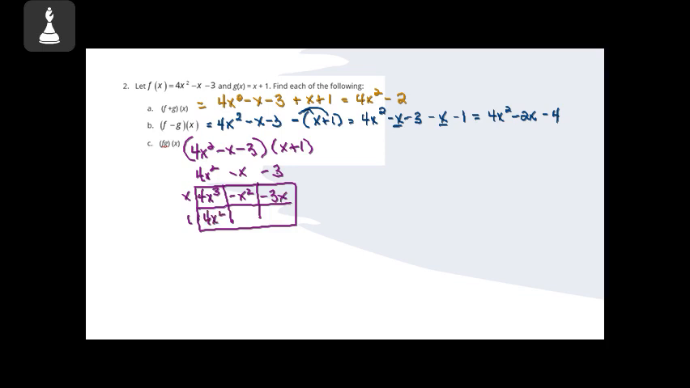I will combine my like terms. Starting with my highest power, I have 4x cubed. Nothing combines with it. Next comes x squareds. I have 4x squareds minus an x squared, so 3x squareds. The x's, I have a negative x minus 3x, so negative 4x. And on the end, I have a lone minus 3.